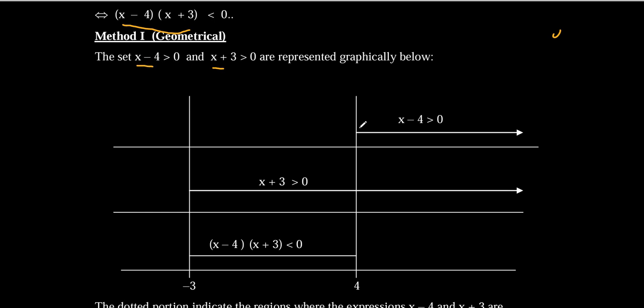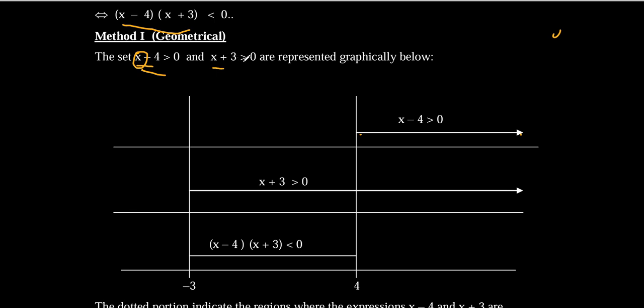It means that the number should be 4 or greater. Do you understand? Realize that any value of x you put here which is less than 4 will make this statement false, right? So the number should be 4 or greater. So we have to start at 4, and you draw a line indicating that you are starting at 4. Now, x plus 3 is also greater than 0.